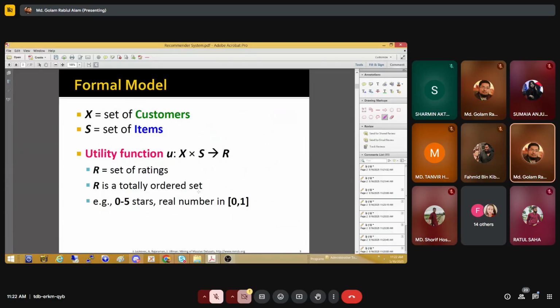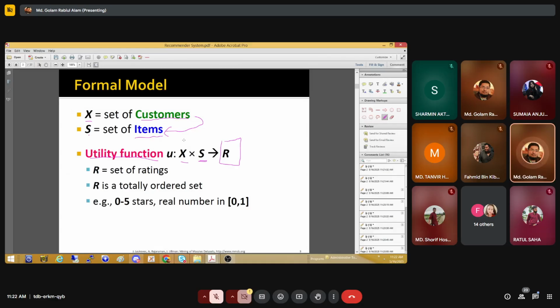The formal problem in a recommendation system is this: think of X as a set of customers and S as a set of items. What we want to find out is the utility function. Mathematically, we call it the utility function. Based on X and S, we want to find the corresponding rating.